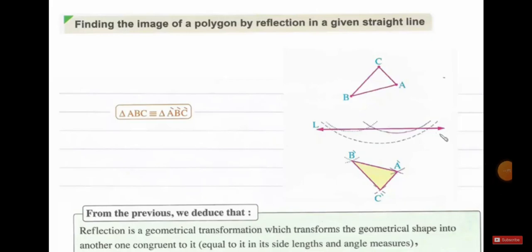Another example: we want to find the image not of a point but of a polygon by reflection in a given straight line. We have here the figure, triangle ABC. We want to reflect triangle ABC in the straight line L. We find the reflection of triangle ABC is A dash, B dash, C dash. Then we can say triangle ABC is congruent to triangle A dash, B dash, C dash.